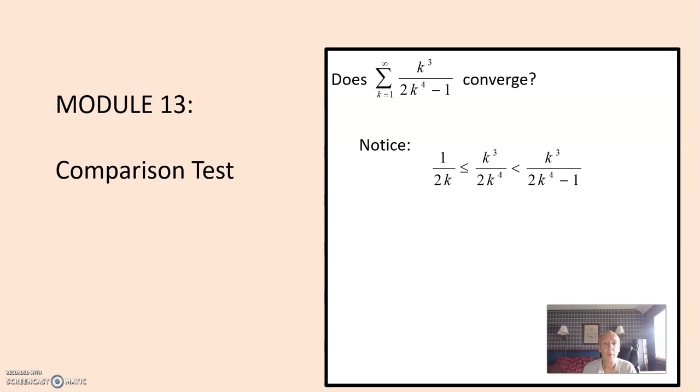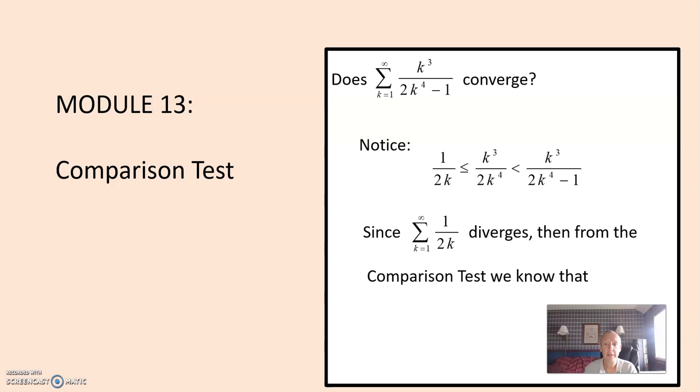Taking a look at what we just obtained and canceling out the k's, 3 k's in the numerator and 3 k's in the denominator, we notice that the quotient 1 over 2k is less than or equal to what we just obtained, k to the third power over the quantity 2k to the fourth power, which again is smaller than our given quotient. We know something about 1 over 2k.